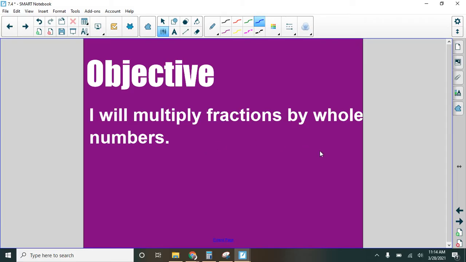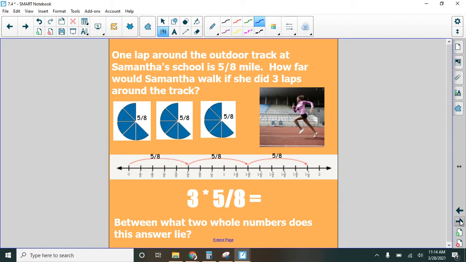Our objective is to be able to multiply fractions by whole numbers. All right, so now you can see where we're going a little bit differently. Okay, we're not going to always have unit fractions that we're going to do. One lap around this outdoor track at Samantha's school is 5/8 of a mile. So this is a bigger track. How far would Samantha walk if she did 3 laps around the track?